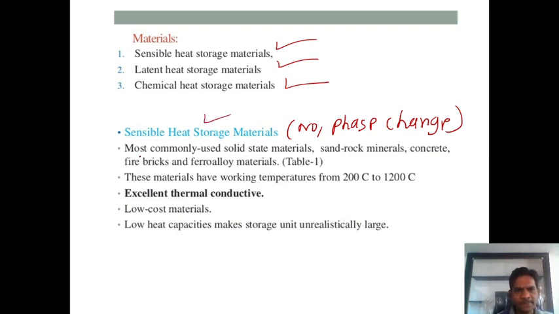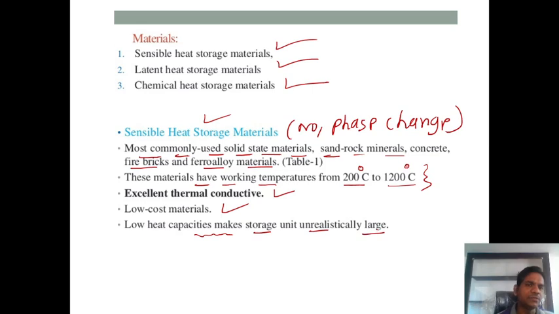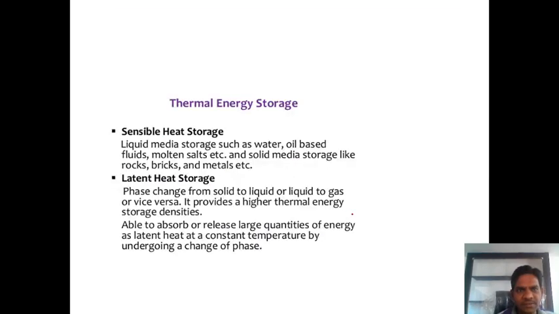So most commonly, solid state materials are used to store the heat or thermal energy inside those materials: sand, rock minerals, concrete, fire bricks, ferrous materials. These materials have a high working temperature from 200 degrees Celsius to 1200 degrees Celsius. Then excellent thermal conductivity, low cost materials, but low heat capacity makes the storage unit unrealistically large. So these are some qualities of sensible heat storage, guys.